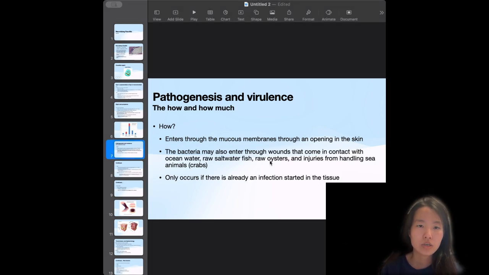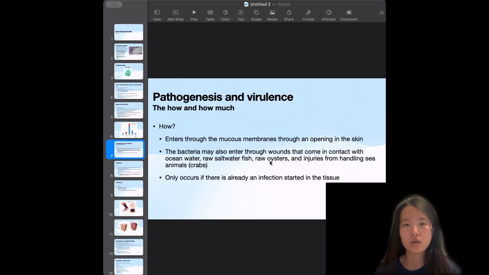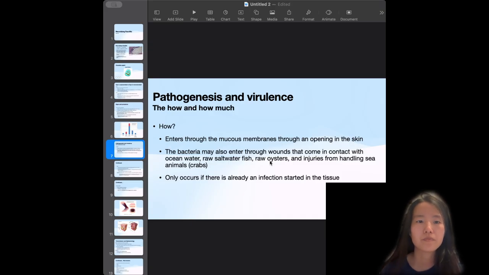The bacteria can also enter through wounds that have come into contact with ocean water. While you're in the water, if you come into contact with raw saltwater fish, raw oysters, or from handling any type of sea animal such as crabs, you're more likely to come into contact with that bacteria and for it to enter the body if you have an open wound. So necrotizing fasciitis usually only happens if you already have an infection in the tissue.